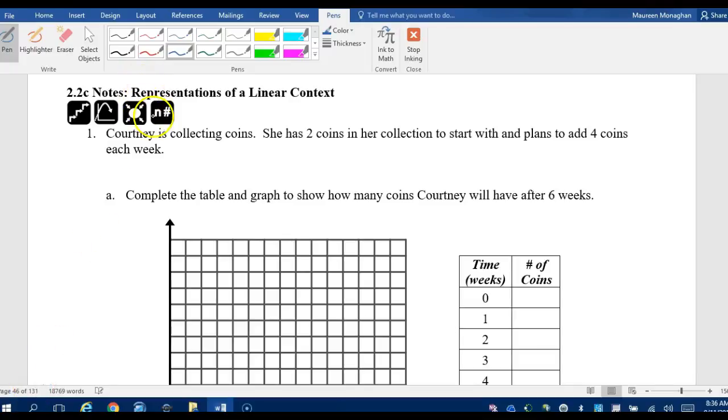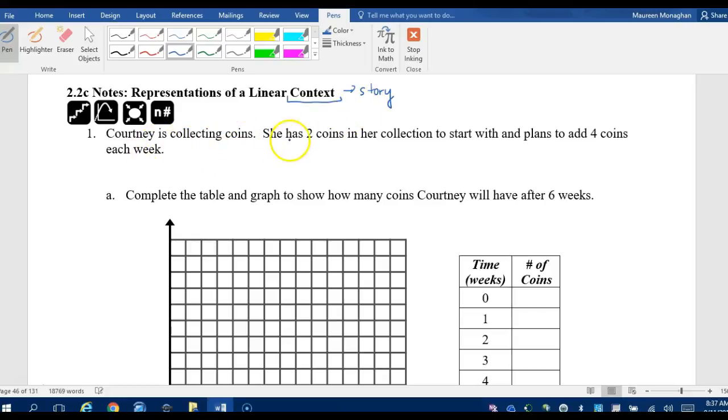The purpose of today's lesson is to show representations of linear context. Now the difference here is context is really a story or a word story problem, I guess is what we call it. So let's take a look.